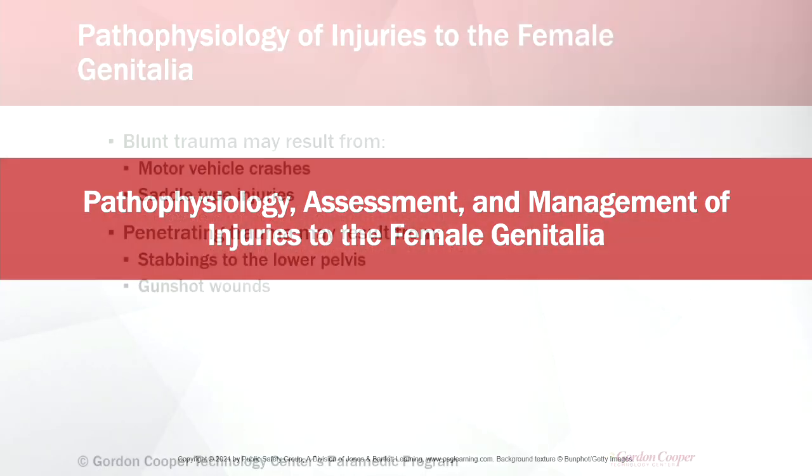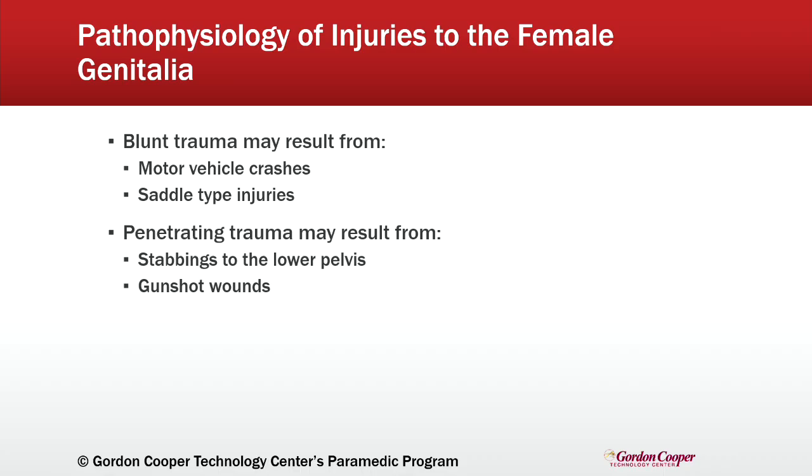All right, let's talk about female genitalia. Blunt trauma can result from high energy motor vehicle crashes or saddle type injuries. This type of trauma can cause lacerations to the vaginal wall, uterine rupture, or even ovarian contusions. Trauma to the external genitalia may also produce contusions, bruising to those areas as well. Penetrating trauma can be caused by stabbings to the lower pelvis or even gunshot wounds. Self-inflicted trauma can also occur when foreign bodies are inserted into places where they shouldn't be.